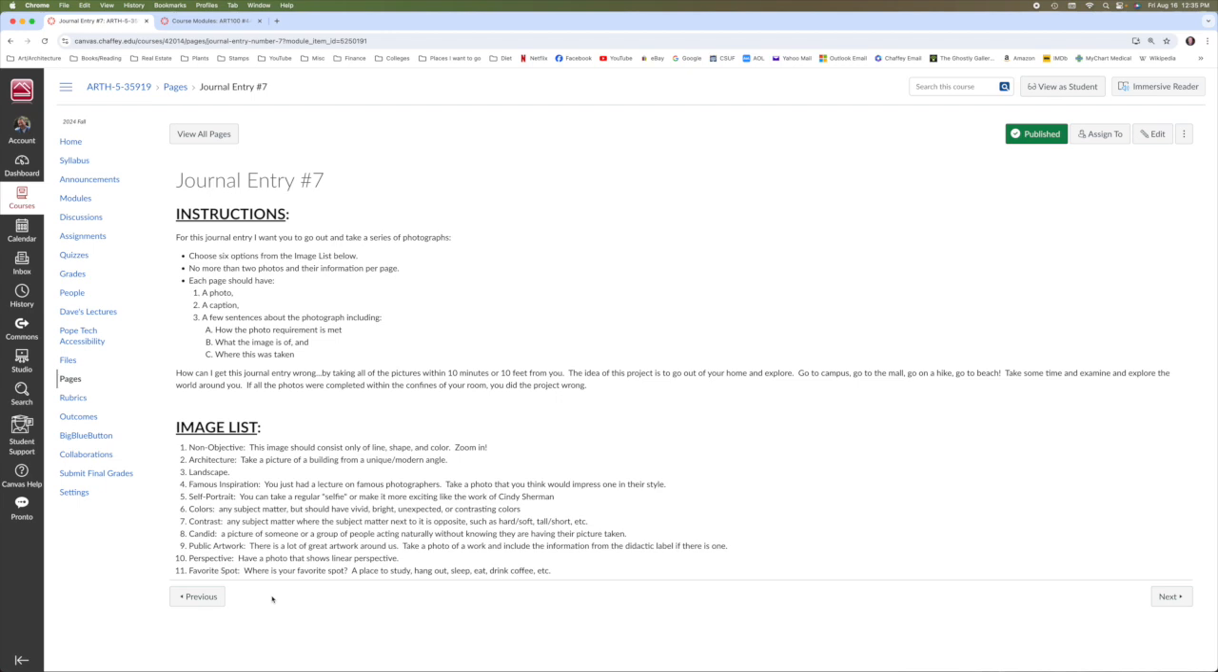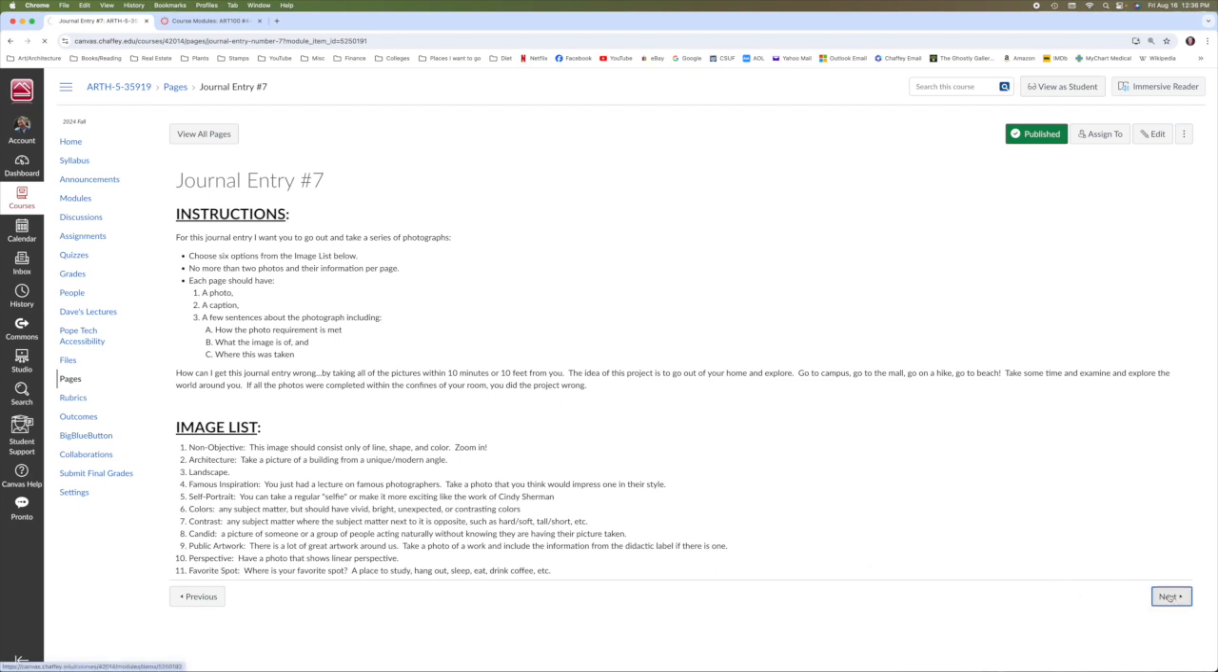You want to include the photo, a caption, and then just a couple of sentences telling me how the photo met the requirement, what the image is of, and where it was taken. The idea is for you to get out and about and take some photographs. It is not for you to turn around in a circle in your room and try to take all 6 photographs. That's not what this assignment is meant to do. So get outside, go to a couple different places, and take these images.